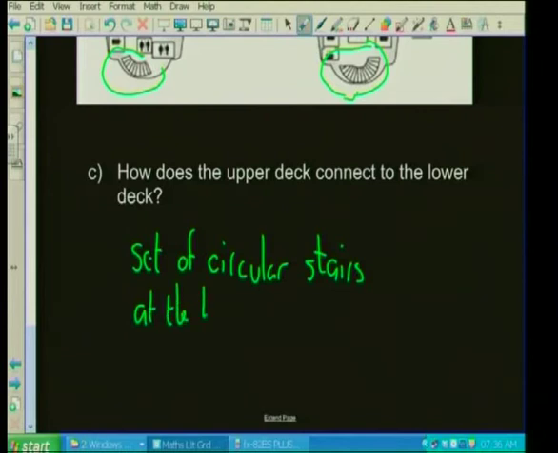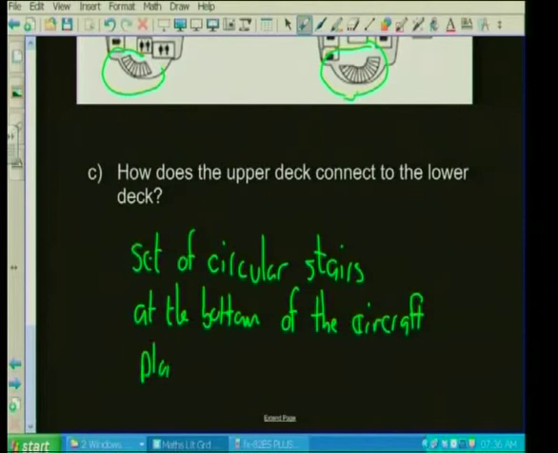At the bottom of the aircraft plan. Connect the two decks.